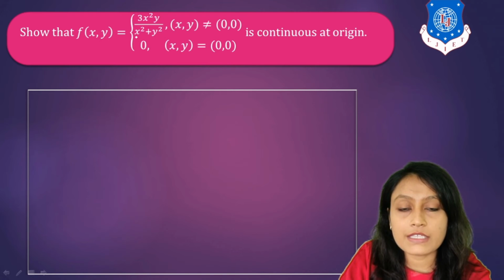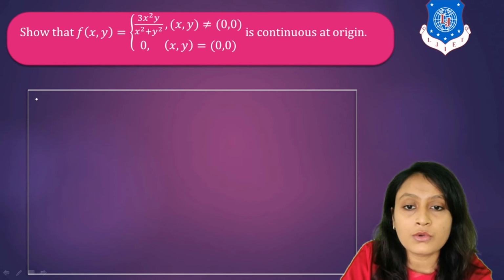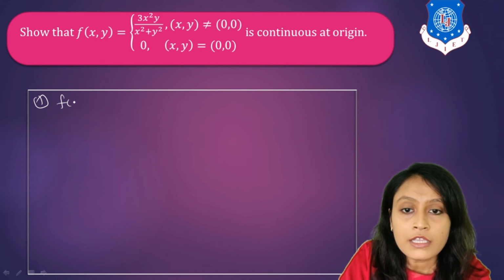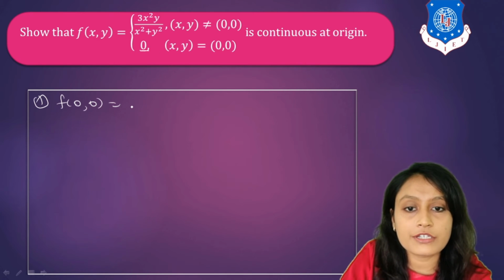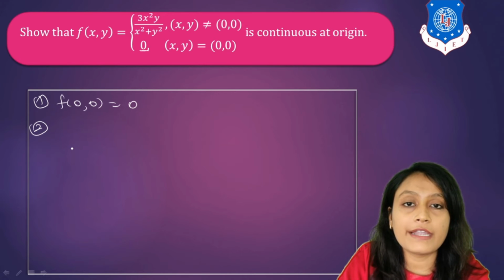Show that f(x, y) equals 3x square y upon x square plus y square for (x, y) not equal to (0, 0) and 0 for (x, y) equal to (0, 0) is continuous at the origin or not. Okay, so the first step is we have to see whether f at (0, 0) exists or not. Now f(0, 0) is given as 0 in the question, right? So it exists. Now the second point is to find the limit.